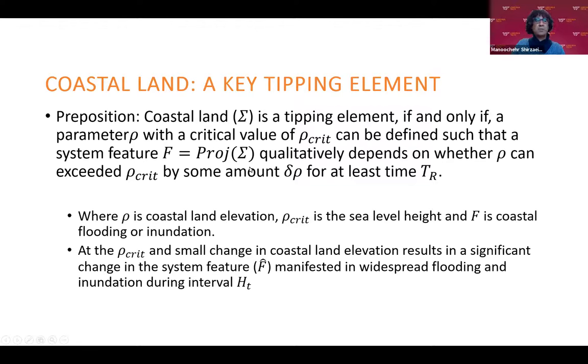For this proposition to be true, rho and rho critic must be defined carefully. If you define rho as the coastal land elevation, rho critic as the sea level height, and F as on-land flooding and inundation, this proposition holds, meaning that coastal land would qualify as a tipping element. It will also have a tipping point that I would discuss in a later slide. The consequence of coastal land passing that tipping point is exacerbated flooding and inundation hazard that would impact a large part of the coast and probably the population.